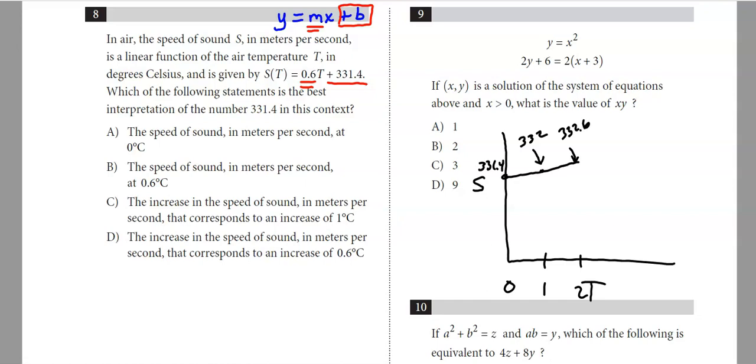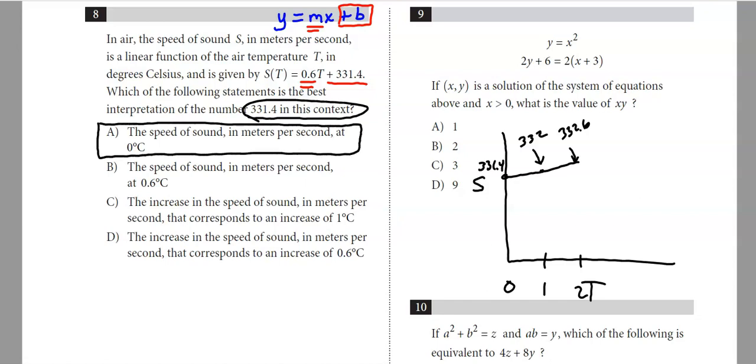If you had a calculator, which you can't use here, you could graph it. But what does 331.4 represent? It's basically the speed of sound at 0 degrees Celsius. The y-intercept is always going to be when your bottom variable is at 0. All right, let's keep on going.